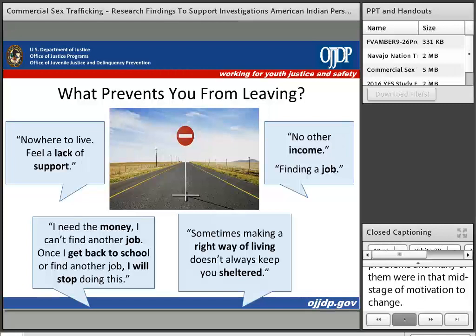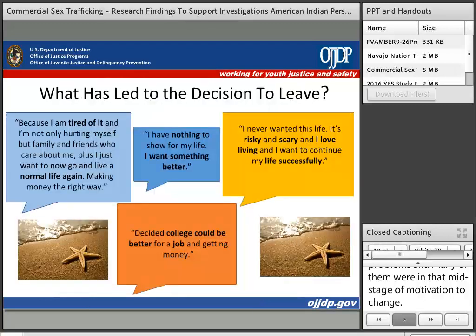When we asked the clients through the surveys whether they were ready to leave, 84% said they were ready to leave. But some of the challenges included that they didn't have anywhere to go. They felt a lack of support. They couldn't find another way to get money. They didn't know how to live in a different way, the right way of living. So we see economics, a place to live, finding a job; the vulnerabilities that push them there are also retaining them in the situation.